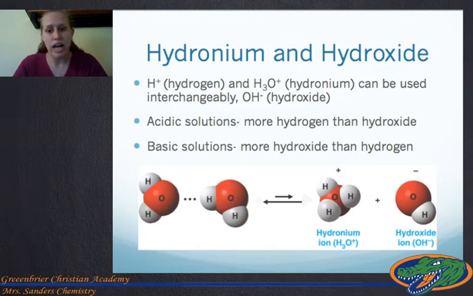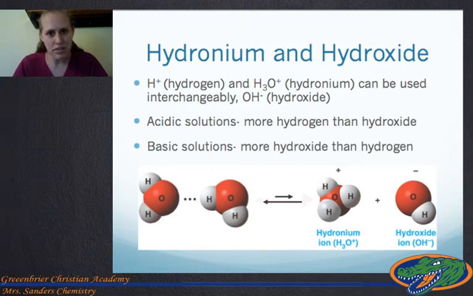When you have a hydrogen or a hydronium, they're both really focusing on the extra hydrogen, and this hydrogen has given away its extra electron, so it's really just a proton. When we say hydrogen, it's just referring to the hydrogen alone. And when we talk about hydronium, it's like a water that has accepted that hydrogen atom, and so it's H3O, but it's still got a plus charge.